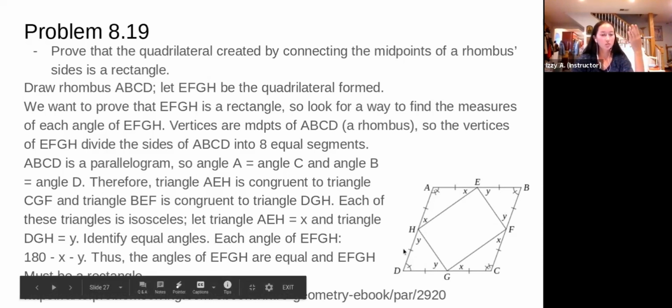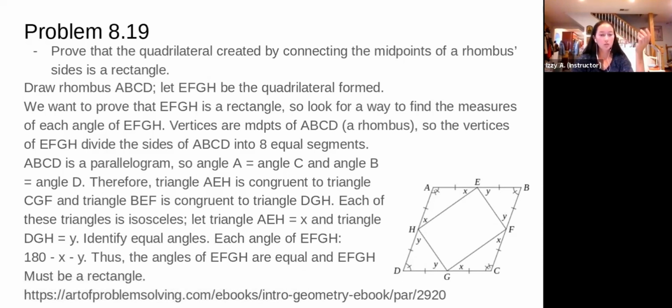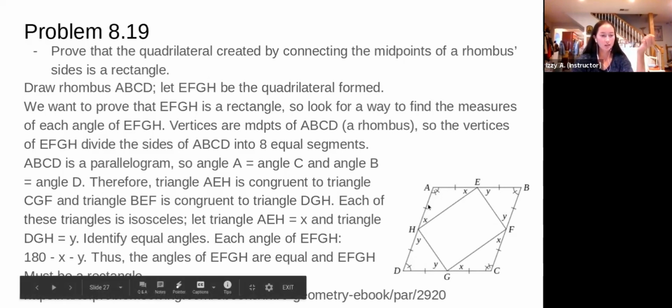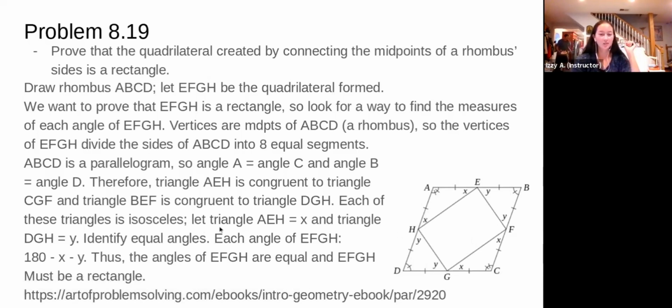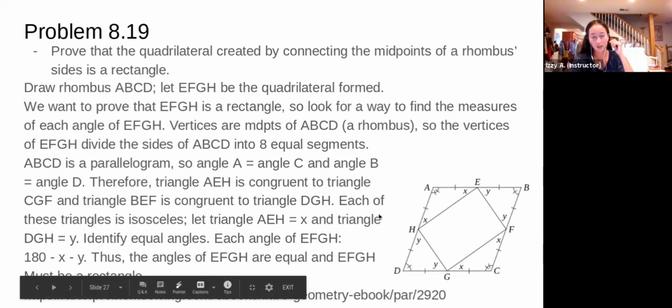Each of these triangles is isosceles. Then we want to identify the equal angles. I meant to say, let angle AEH equal X, and then let angle DGH equal Y. Sorry, that must have been confusing.